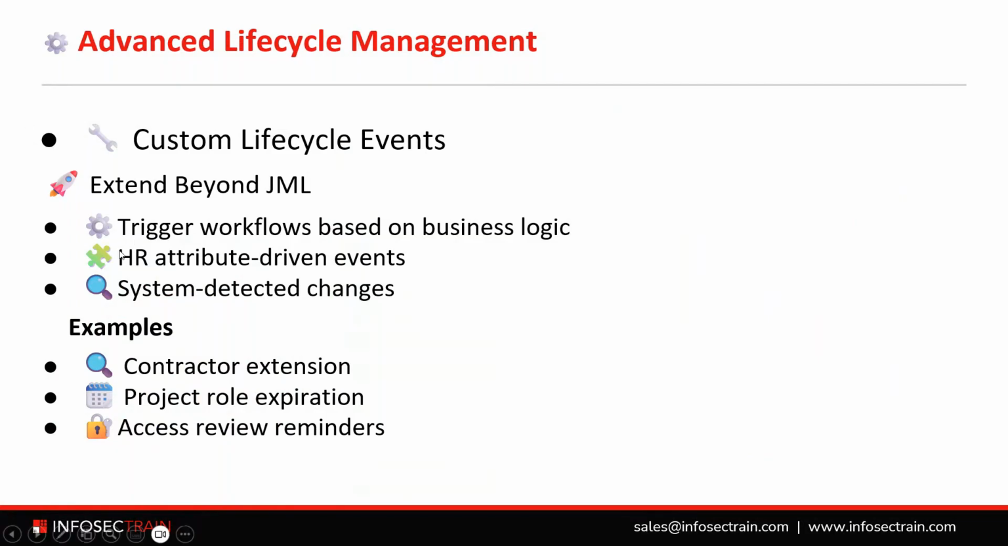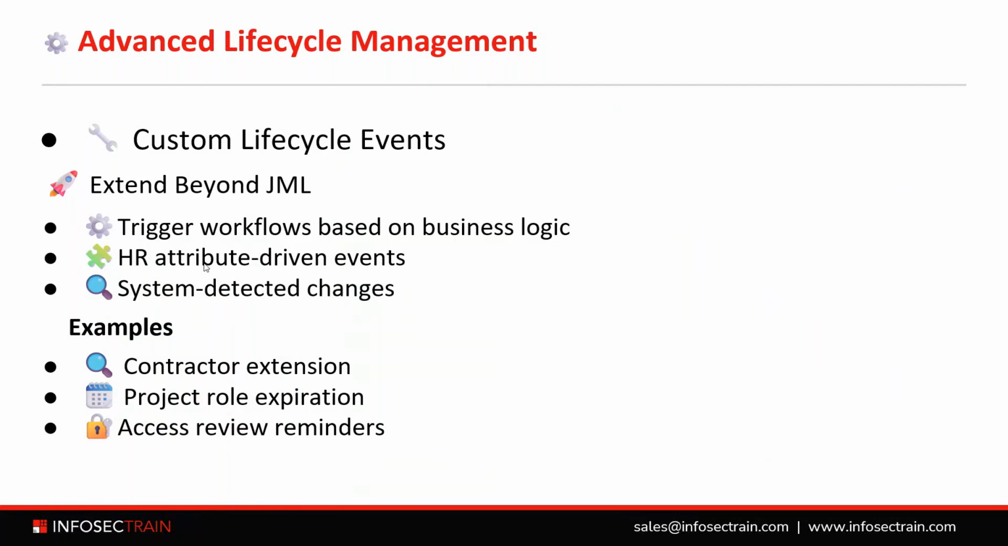Next is the system detected changes. Always try to detect the changes based on the movement or the access derivations. For example, if the role has been changed for the user, and it has been detected that his role is now removed, then we can always make certain flows that will trigger based on that system detected changes.